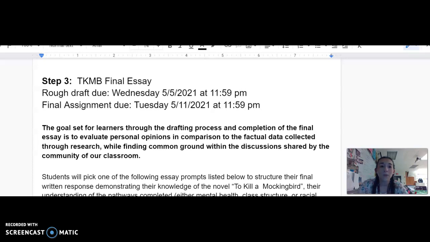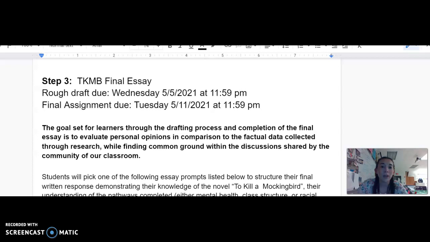I'm here to go over with you step 3 of our Pathways for To Kill a Mockingbird. This is going to be our final step as we're finishing up the novel To Kill a Mockingbird. This is a final essay. The rough draft is going to be due on Wednesday, May 5th at 11:59 p.m., and your final assignment will be due on Tuesday, May 11th at 11:59 p.m.